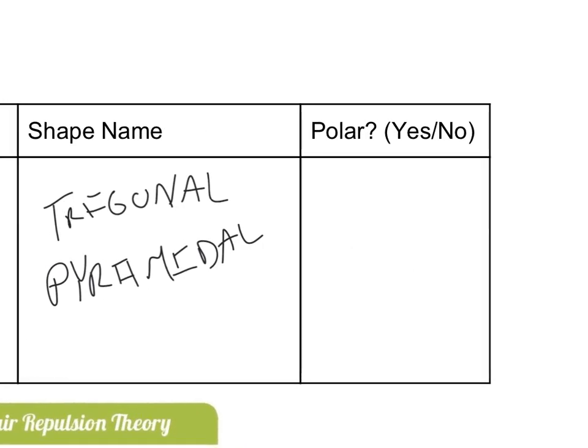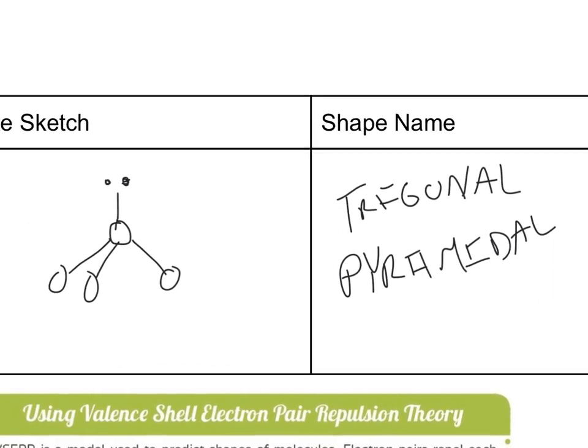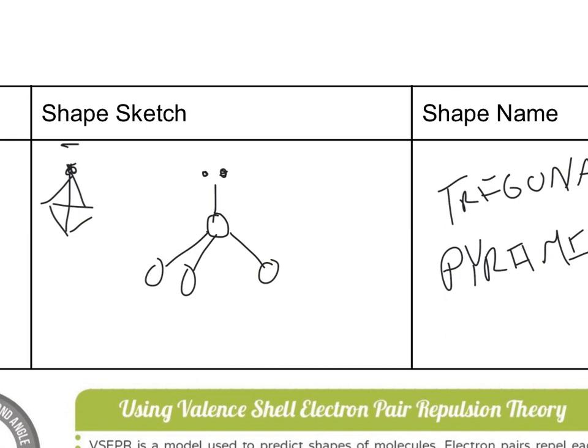All right, polarity. Well, when you're considering polarity, the first thing I'd look at is the shape sketch. Is the shape sketch symmetrical? In this case, I would say definitely not. It's got three atoms on the bottom and a lone pair on the top. By itself, that would be yes, it's polar.